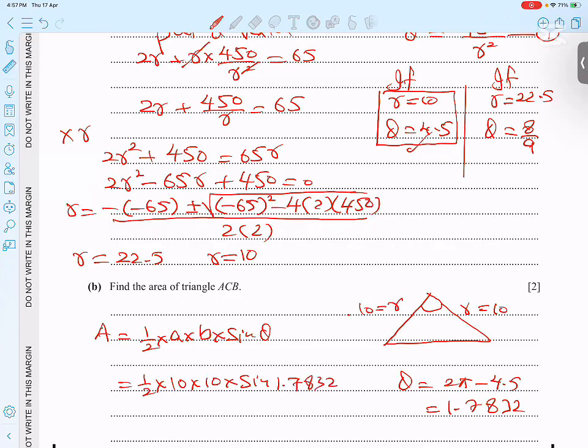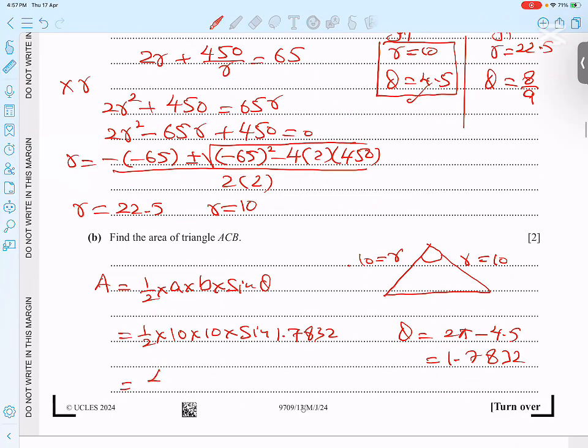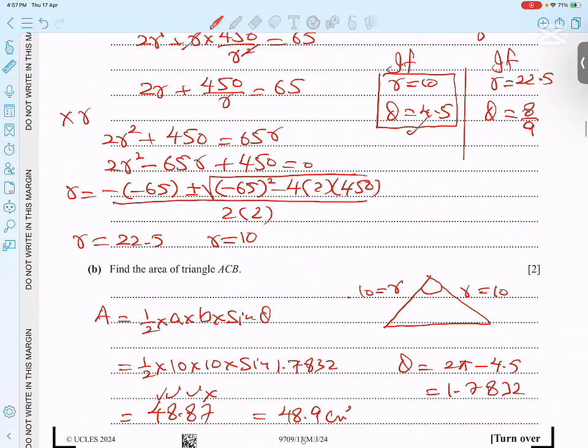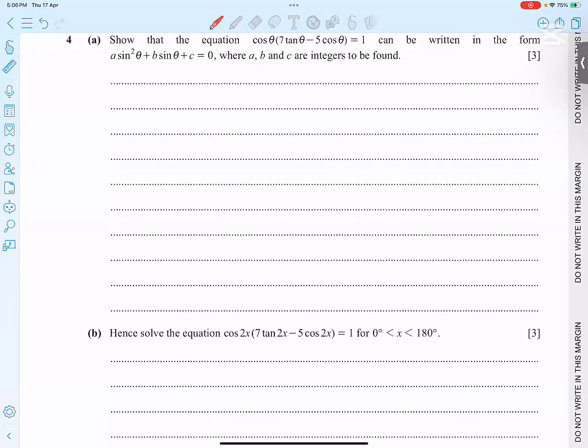1.7832. So if I take it into 50, I get here 48.897, and as you know 3 SF, so it becomes 48.9 centimeters. Let me check the units. Yeah, centimeters square. So we got the area finally. So that's it. Let's go for the next question.